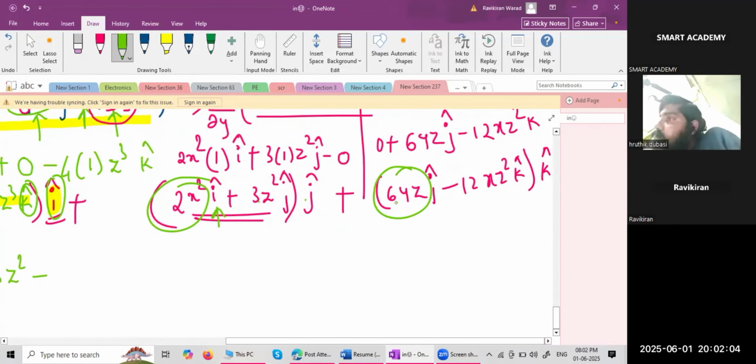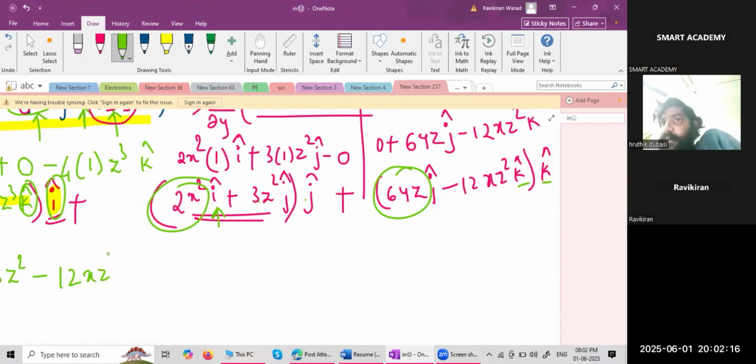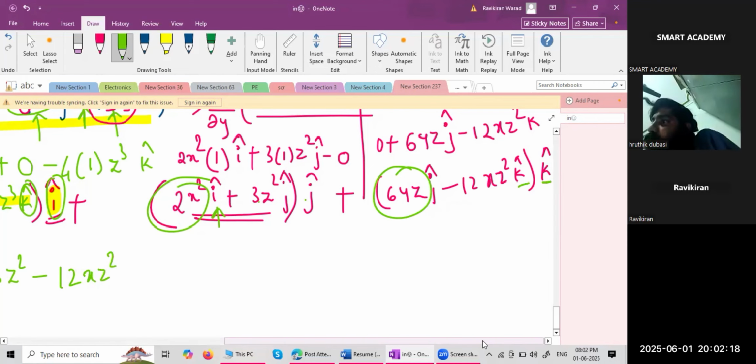Minus. What is the third term? You cannot multiply with this. j cap dot product with k cap will be 0. k cap with k cap is 1. Minus into plus is minus 12xz square. Done. This is the final answer.